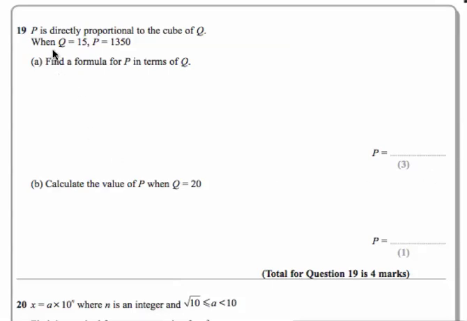Okay, direct proportion question. So, we can write this down. P is directly proportional to the cube of Q. Okay, P is directly proportional to the cube of Q. Which means we can write P equals a constant times Q cubed. Okay, this is just a constant, isn't it?